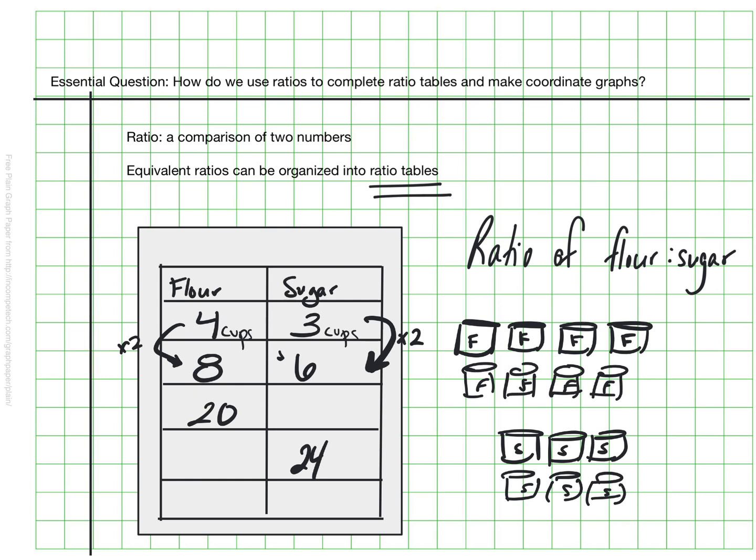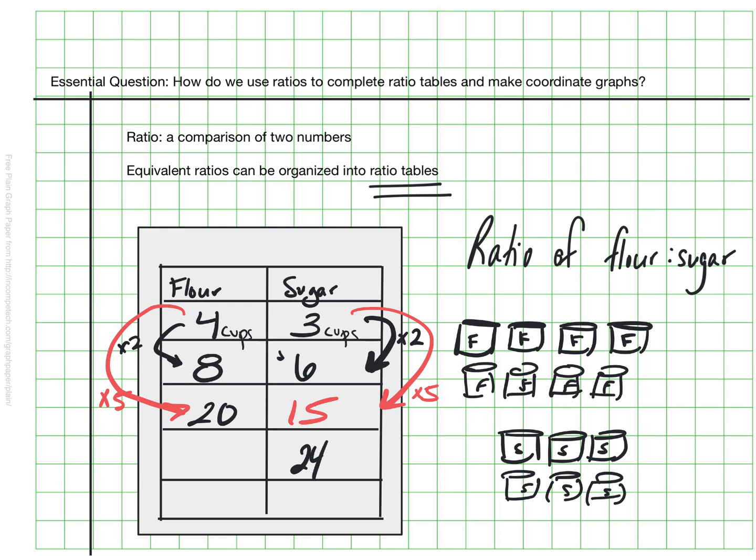And I can fill in the rest of my ratio table by looking for other similar patterns. So if I know I went from 4 cups of flour up to 20 cups of flour, I have 5 times as much flour. So in my ratio table, I need 5 times as much sugar, and so I would need 15 cups of sugar.